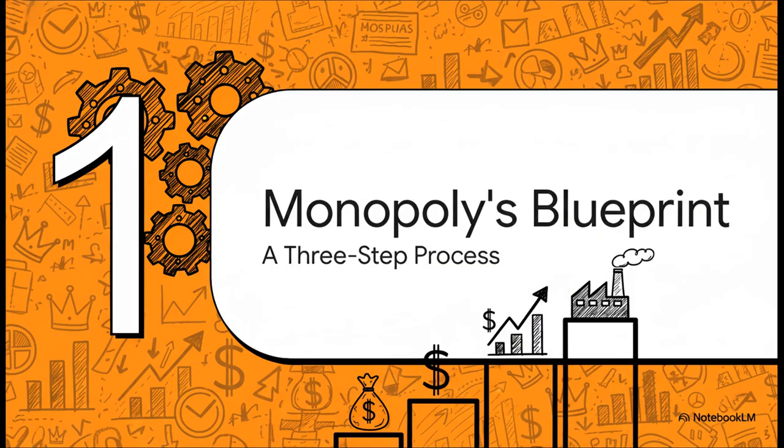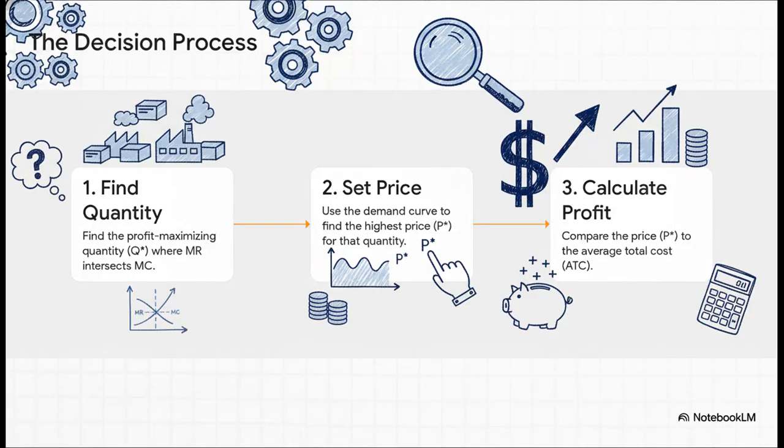So, how does a monopolist actually put this unique power into practice? Well, it really boils down to a very clear, repeatable, three-step blueprint for leveraging their market control to rake in the maximum possible profit. The sequence here is absolutely crucial for any manager to understand.